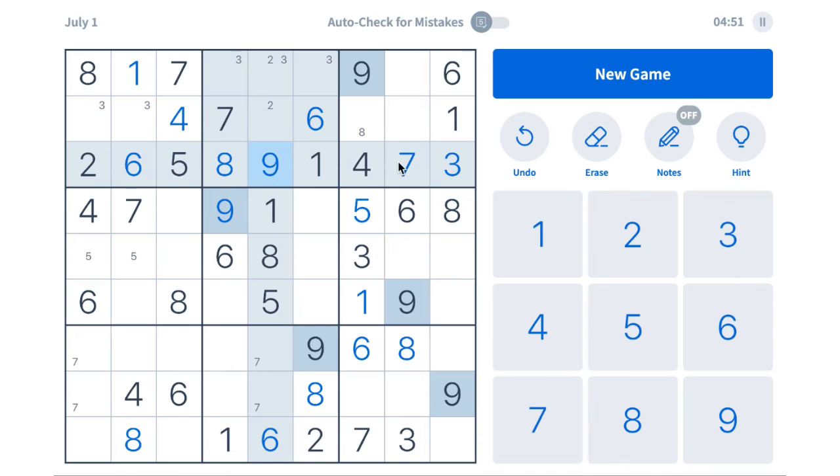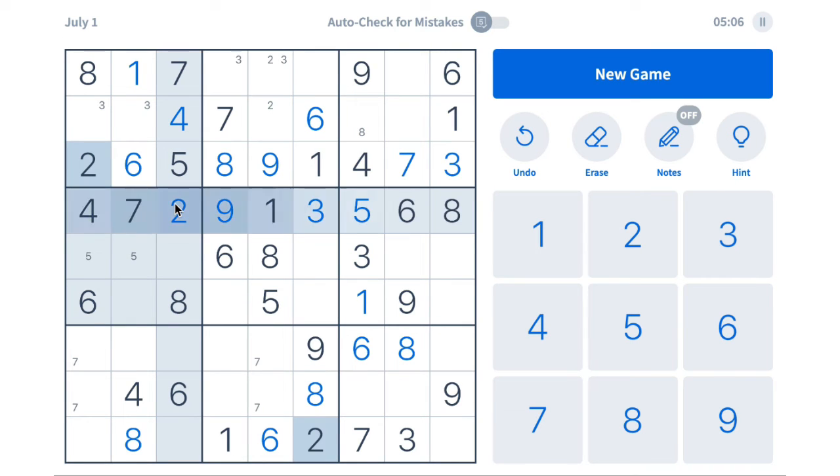Alright, let's look at this row. We need a 2 and a 3. Do we have a 2 here? So this must be the 3 and then this must be the 2.